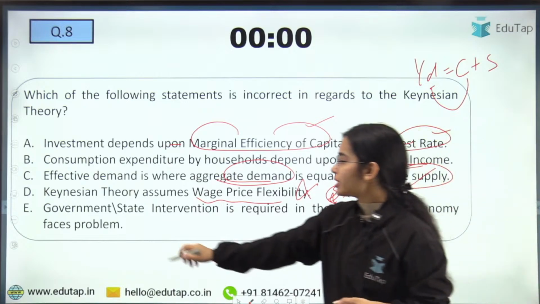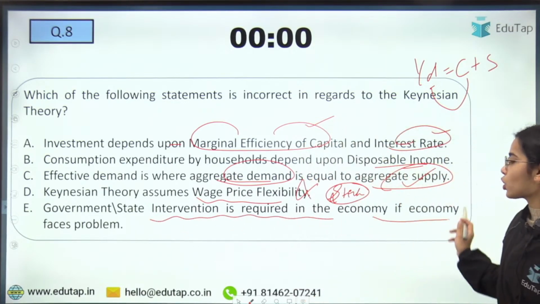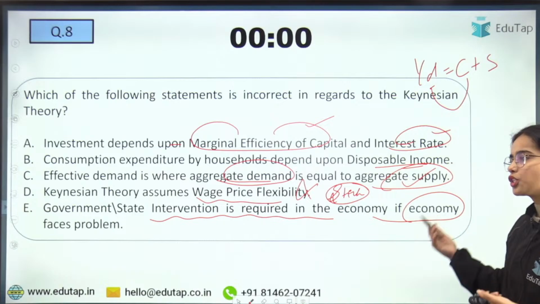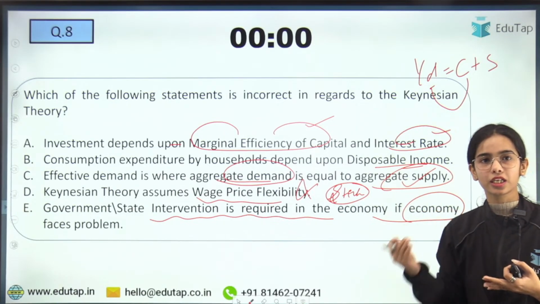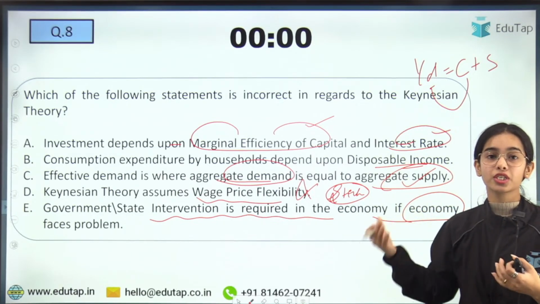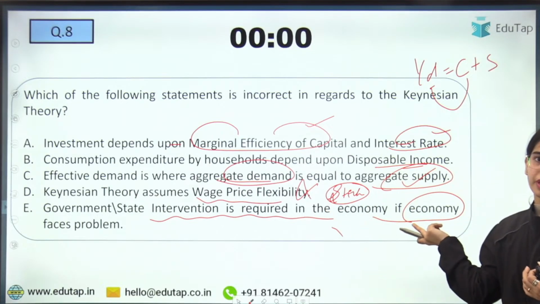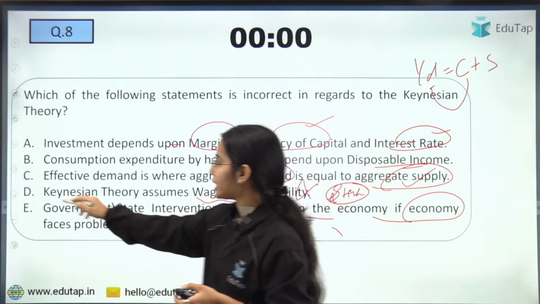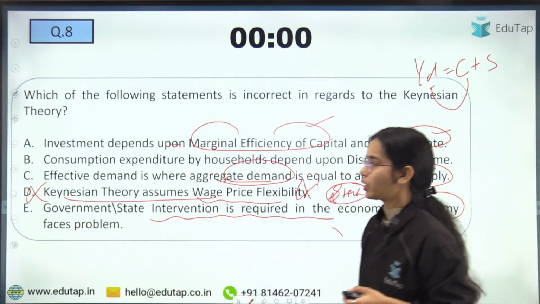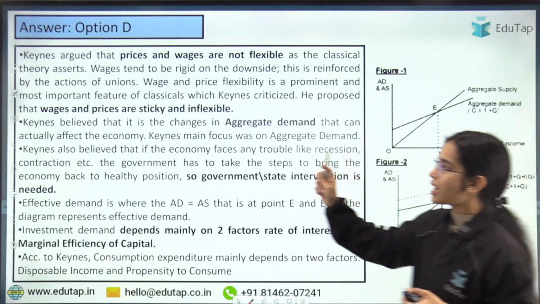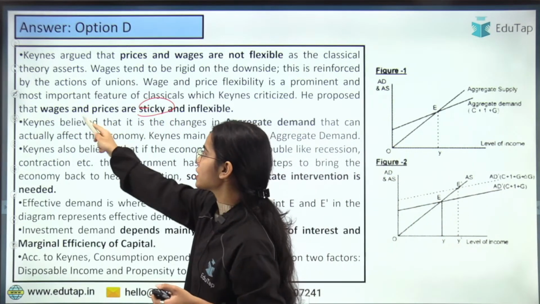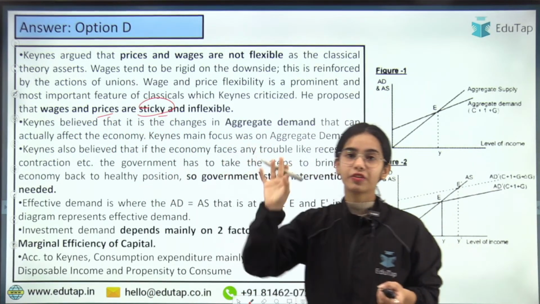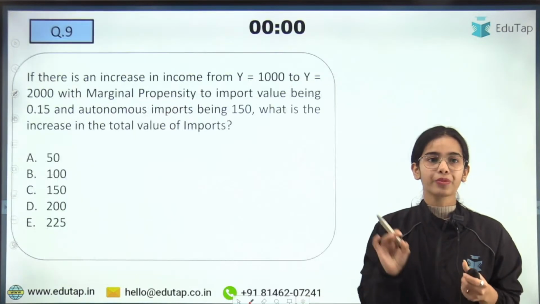Okay. Government state intervention is required in the economy if the economy faces problems. So yes, the Keynesians have said that government or state intervention is required in the economy if the economy is facing the problem. So this is correct. The only incorrect statement is this D1. Okay, so there is the stickiness, as Keynes has said that the wages and prices are sticky, especially the wages are very, very sticky. Okay, so this is the idea.